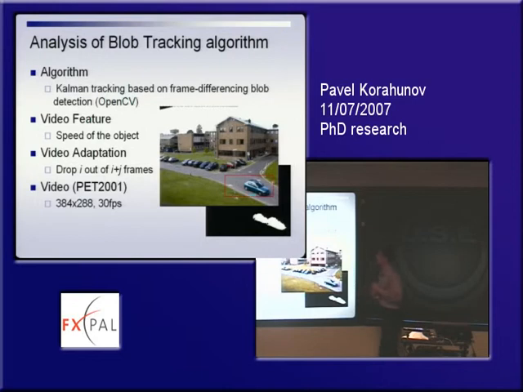So here we did the analysis based on using this video features notion. We did analysis of the blob tracking algorithm. The blob tracking algorithm is another quite recently introduced OpenCV algorithm, which is Kalman tracking based on frame differencing blob detection. The video feature we focus on is the speed of the object. The speed of the object, a simple video feature, affects the accuracy of the algorithm. In video adaptation, we drop frames. So the more you drop frames, the faster the objects start to move, so the more the tracking is affected.